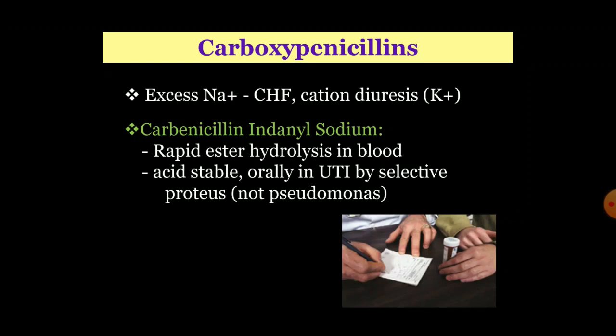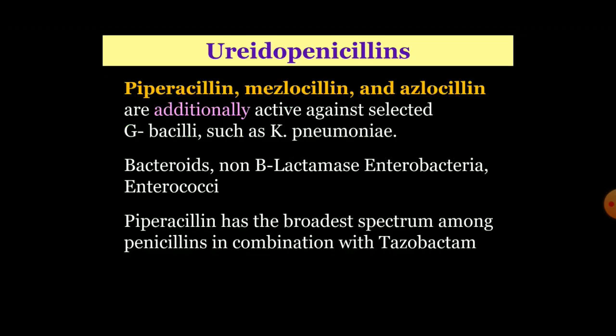It is undergoing a rapid ester hydrolysis in blood. It is acid stable. Orally only used in UTI, not in other cases. The other ones like piperacillin, ticarcillin and azlocillin are additionally active against selected gram-negative bacteria such as Klebsiella pneumoniae, different strains, bacteroides, non-beta lactamase enterobacteria, enterococci, and piperacillin has the broadest spectrum among all penicillins in combination with tazobactam, as I mentioned in the previous slide.